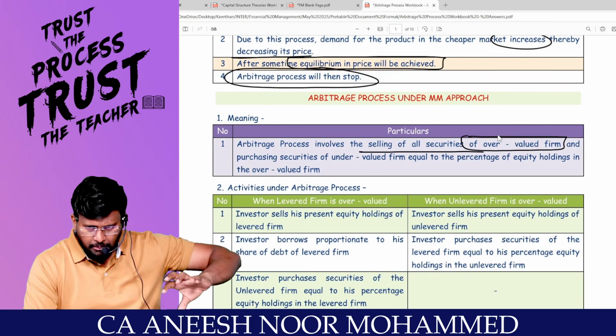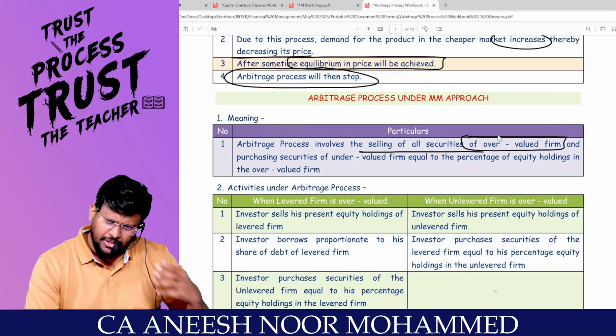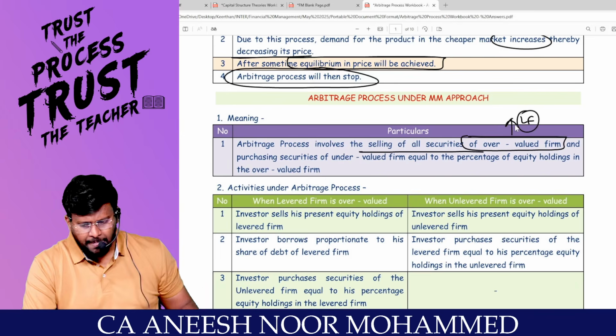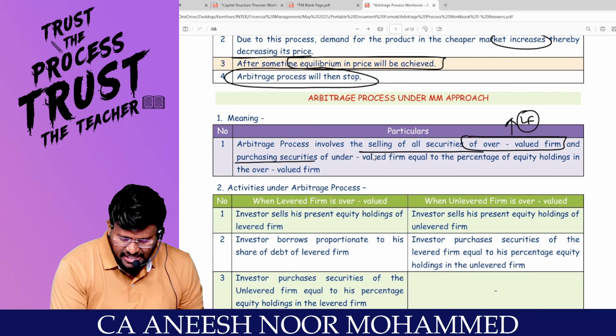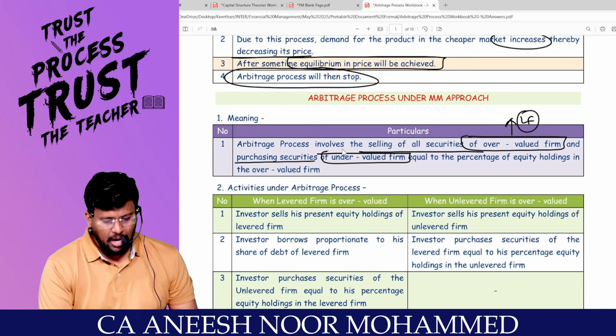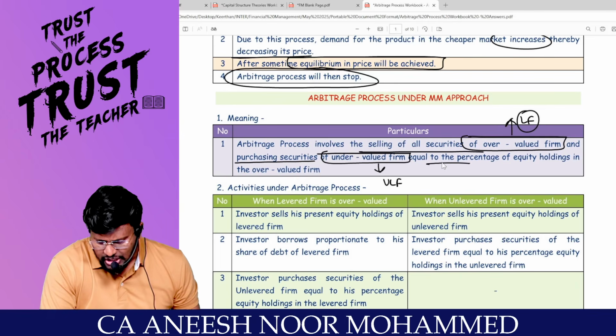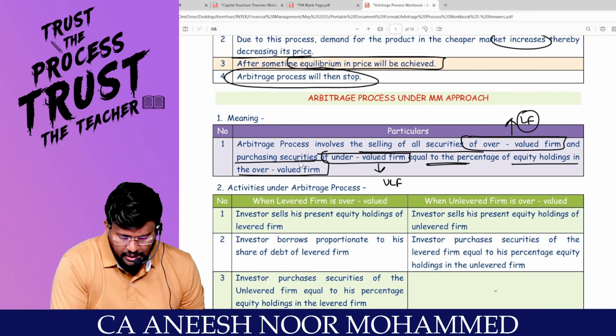According to, if there is tax, which firm is overvalued? Levered firm. So you will sell the shares of the levered firm and purchase securities of the what valued firm? Who is the undervalued firm? Unlevered firm. Equal to the percentage of equity holding in the overvalued firm.